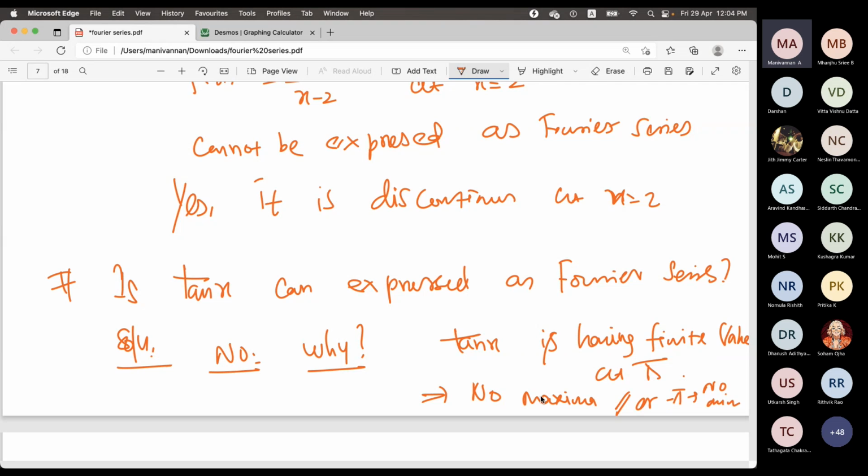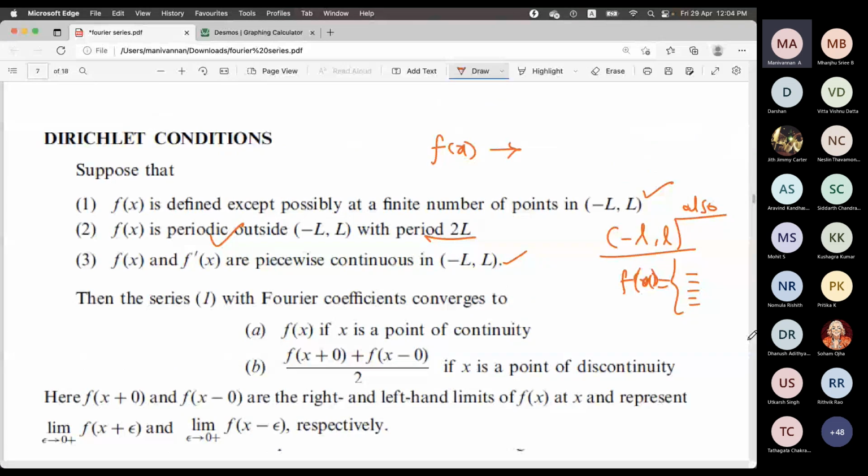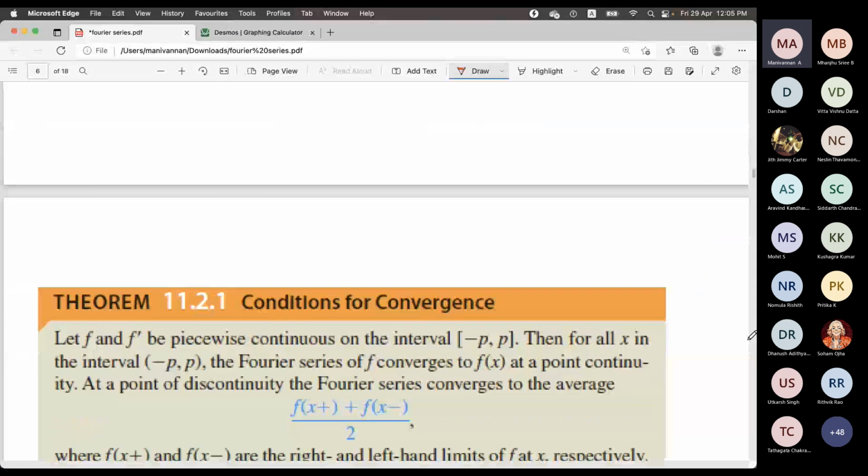So it should have a finite number of maxima and minima, and it should be continuous. It should be defined, and the function should be periodic. Yes, tan x is periodic, but tan x has an infinite value, it reaches infinity. So these conditions are sufficient only, but not necessary. If a function satisfies this kind of conditions, then such functions can be expressed as a Fourier series.